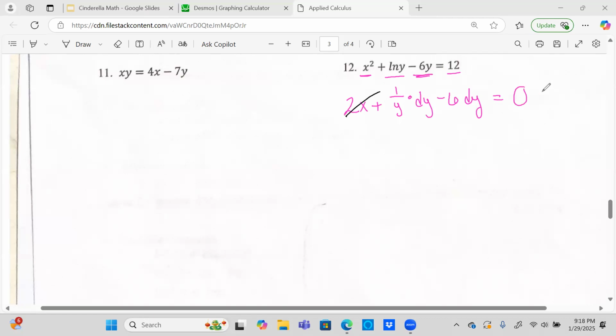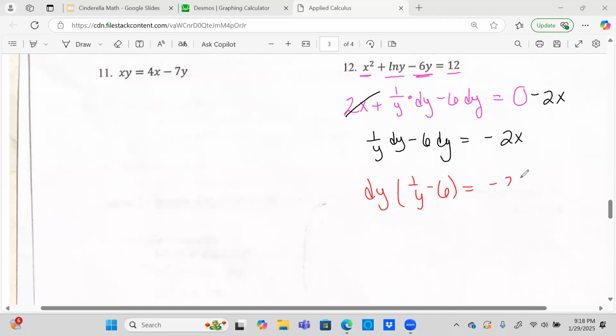I'm going to minus 2x because that'll leave the dy's on the other side. So we have 1 over y dy minus 6 dy is negative 2x. Factoring the dy. Dividing that off. So I would leave the final answer as negative 2x over 1 over y minus 6.